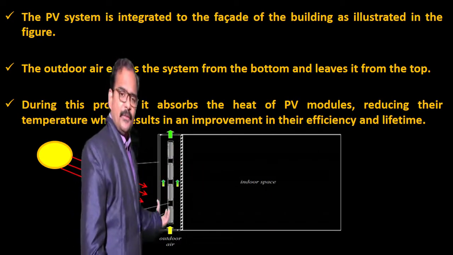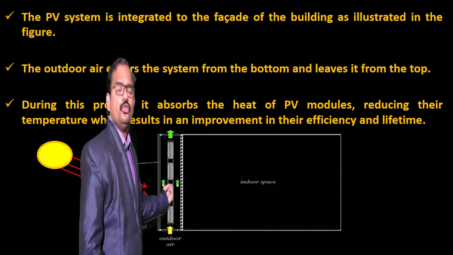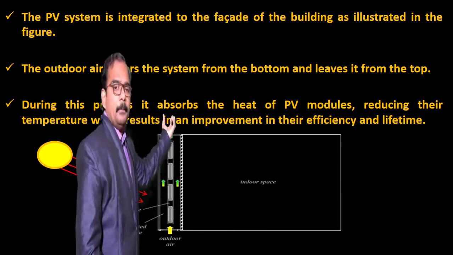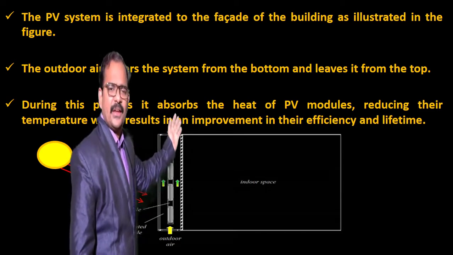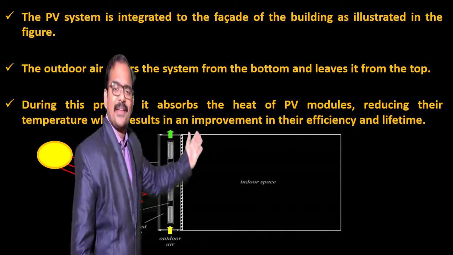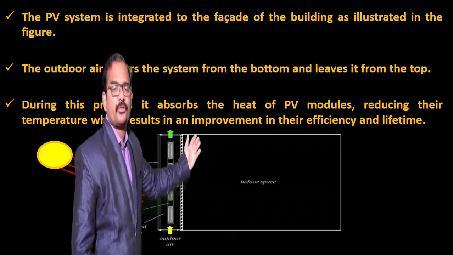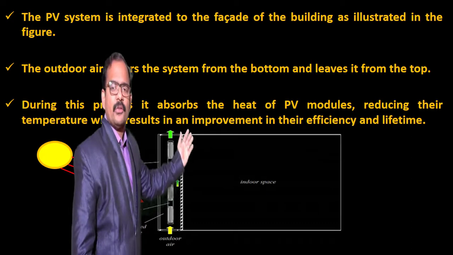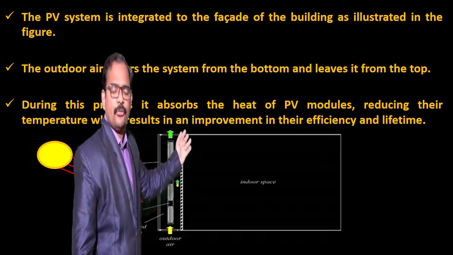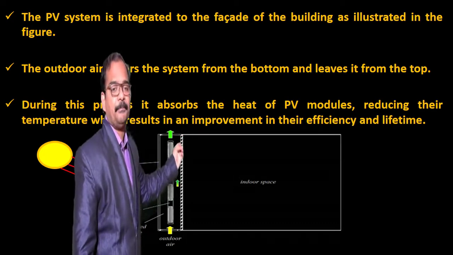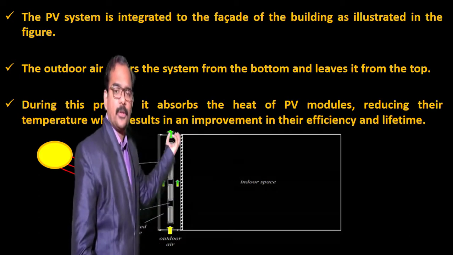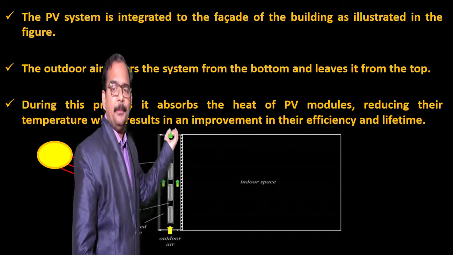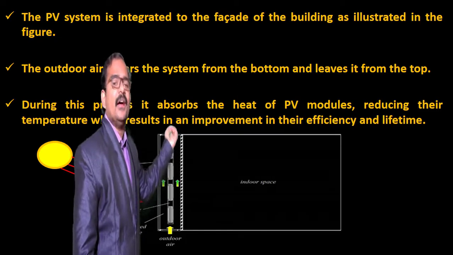Right. Now you can see at the bottom you have the outdoor cool air, and this cool air will enter in between the spaces. Because of the sunlight falling on the glazing material will concentrate that sunlight onto the photovoltaic modules, and the photovoltaic modules will generate the electrical energy. So because of this long standing operation, the photovoltaic modules get heated up, and the air which is coming from the bottom will absorb the heat of the panels and thereby improving its efficiency and lifespan.